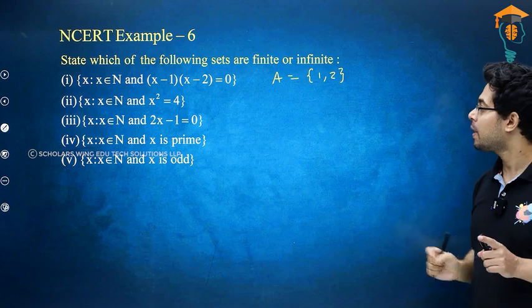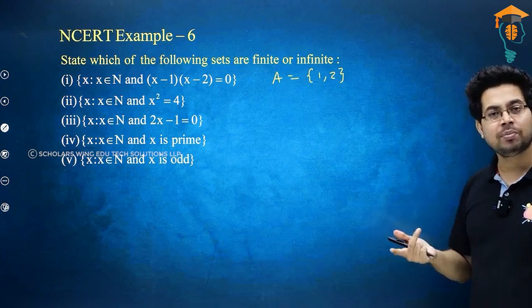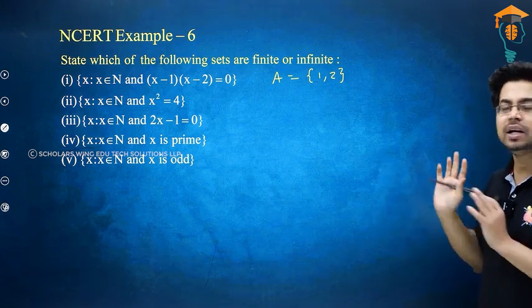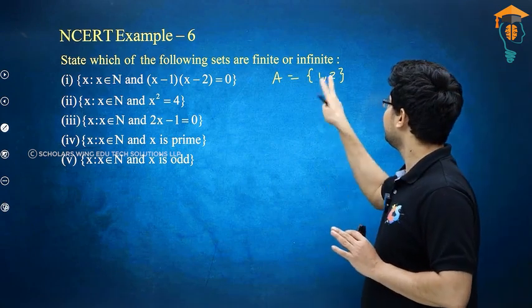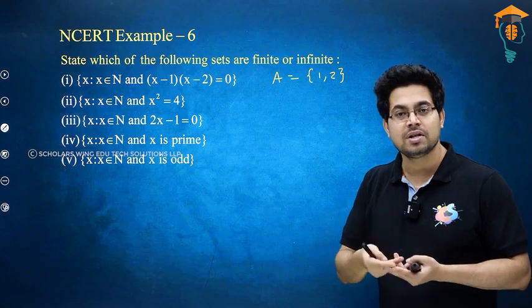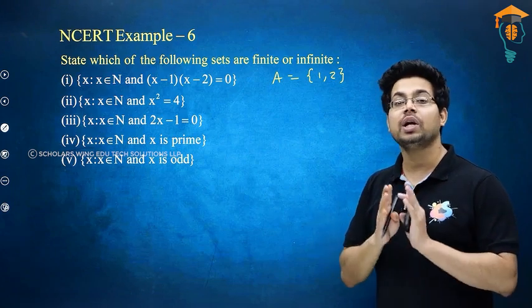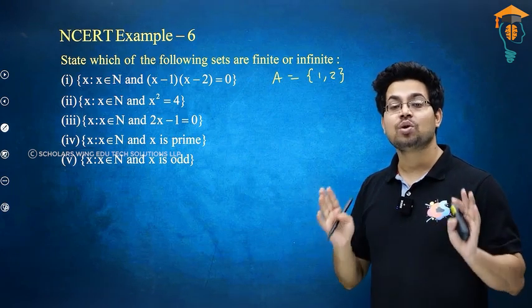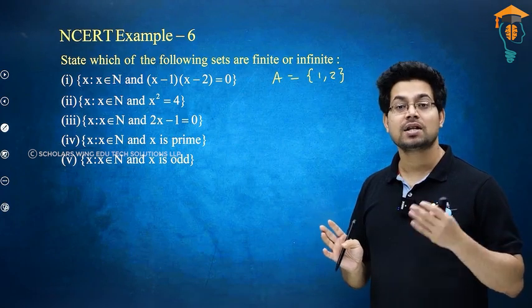Are they finite or infinite? Very simple. Obviously it is finite, right? Because here we have only 2 elements. If you can count the number of elements inside the set, that is finite. If you cannot count them, it is not a finite set, it is an infinite set.